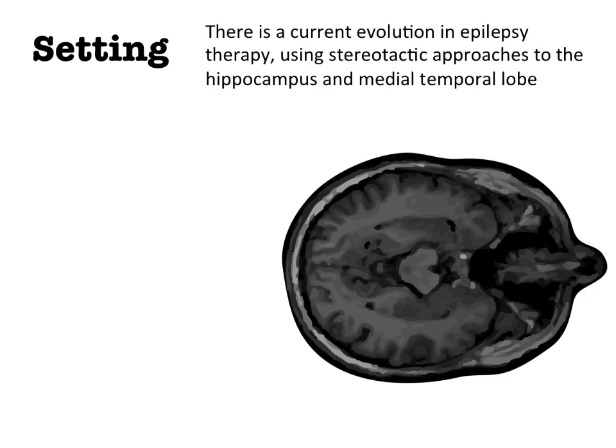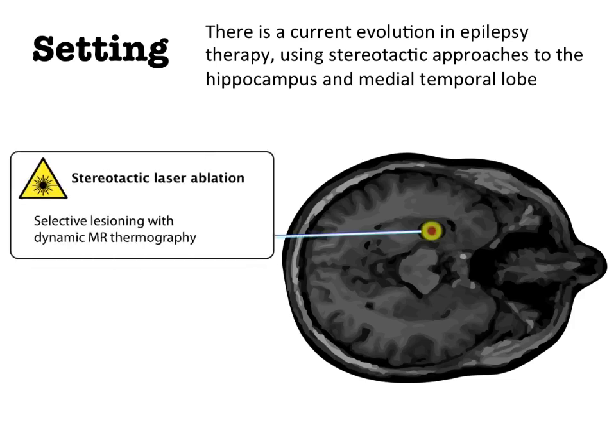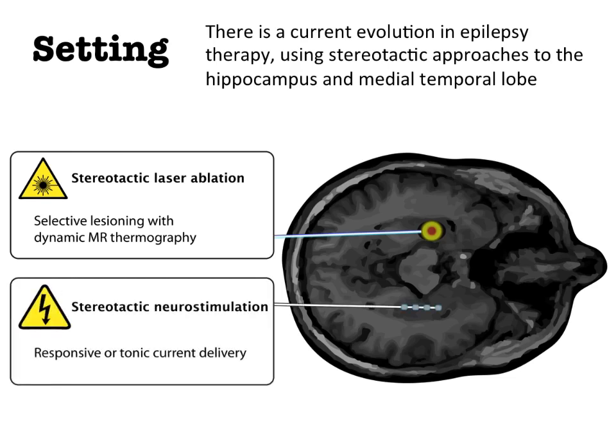We do this in two principal ways. The first is stereotactic laser ablation, in which we implant fiber optic filaments from an occipital approach and take patients to the MRI scanner where we perform selective lesioning while monitoring intracranial temperatures with MR thermography. The second is by implantation of a neurostimulation device, where stimulation is either tonic, meaning all the time, or responsive, meaning triggered by detected seizure events.